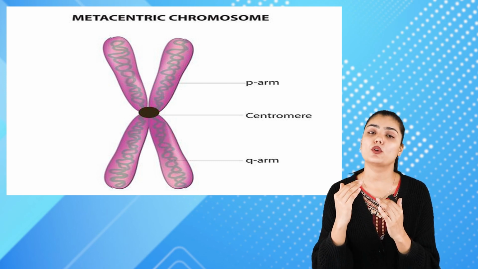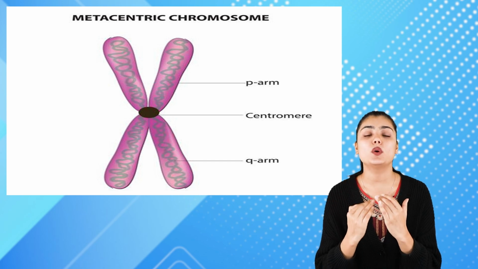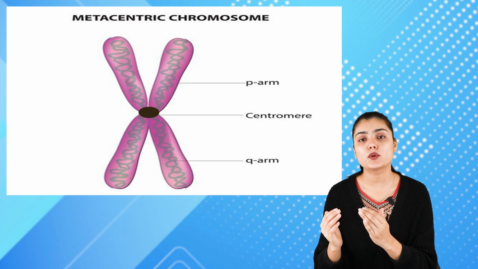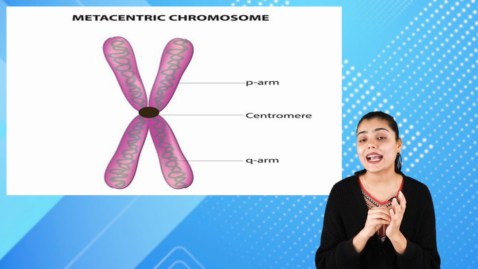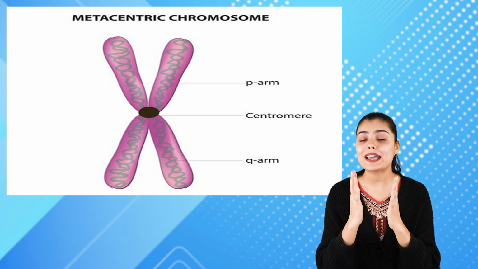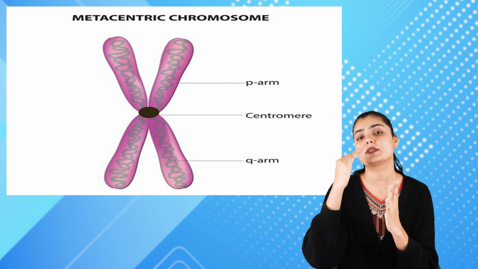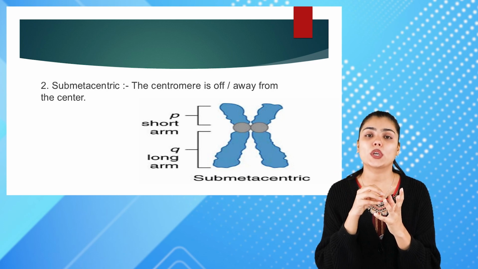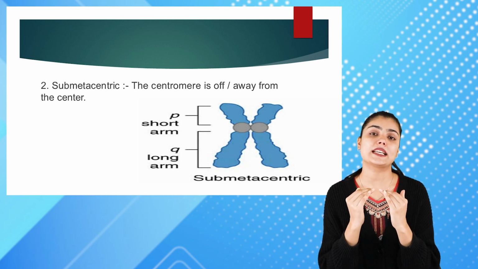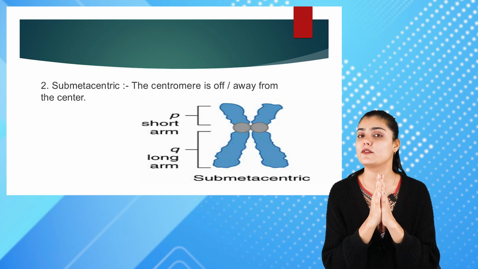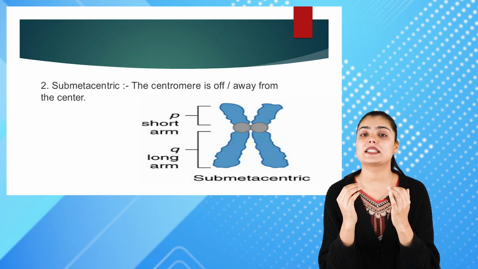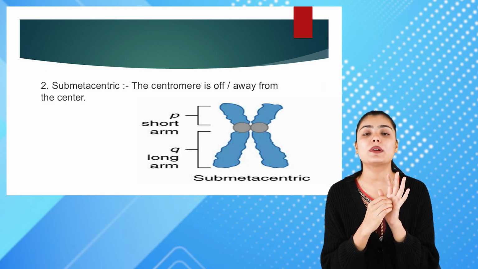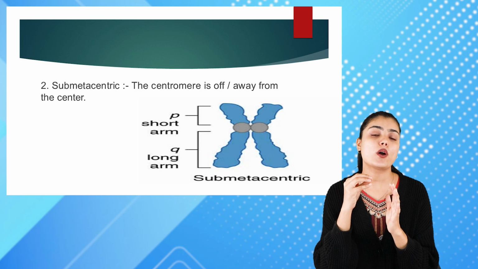The upper half of the chromosome is called the P arm and the lower half of the chromosome is called the Q arm. In a metacentric chromosome, the centromere is present exactly in the center, dividing the arms of the chromosome into two equal halves. The second type of chromosome, according to the location of the centromere, is the submetacentric chromosome. Again, from the term itself, we can understand that in submetacentric chromosomes, the centromere is not present exactly in between, but it is slightly away from the center.